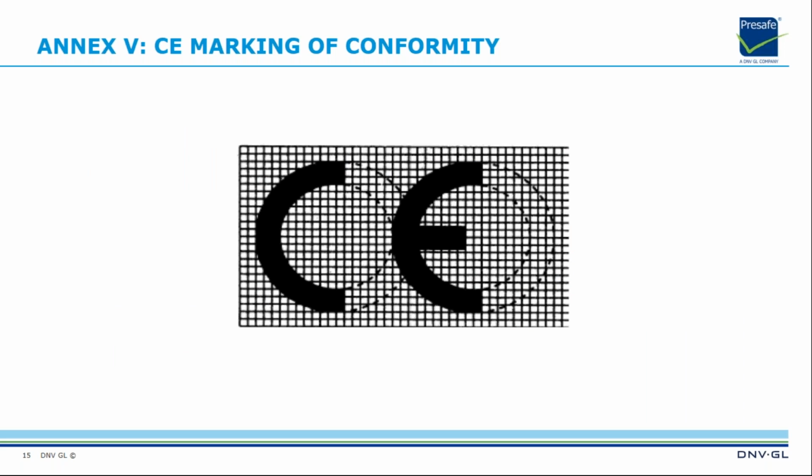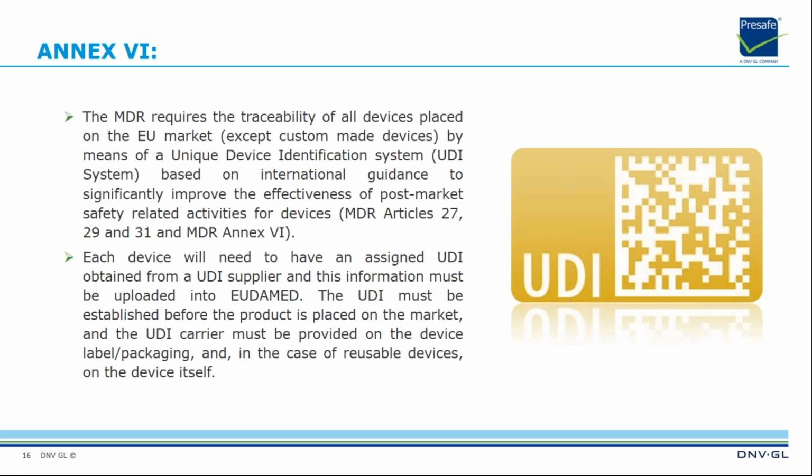Annex 5 is about the CE marking of conformity and how to use this CE symbol on your products. Actually, these items must be a minimum of 5 millimeters, and it must be used for medical devices as planned to be put on the European market.